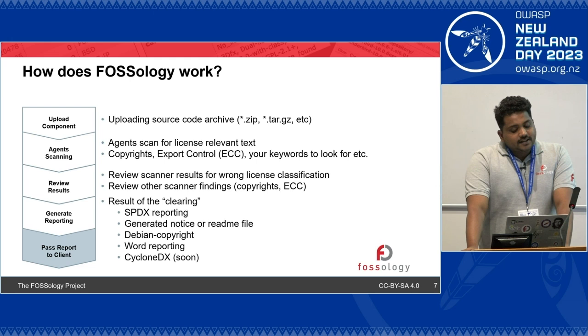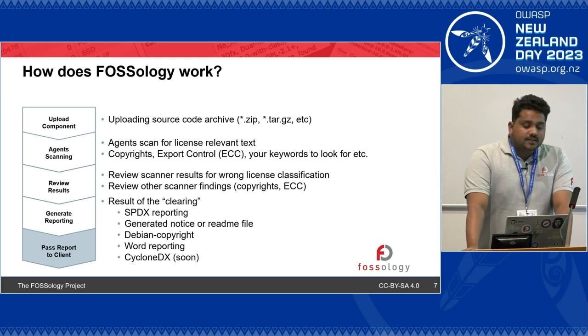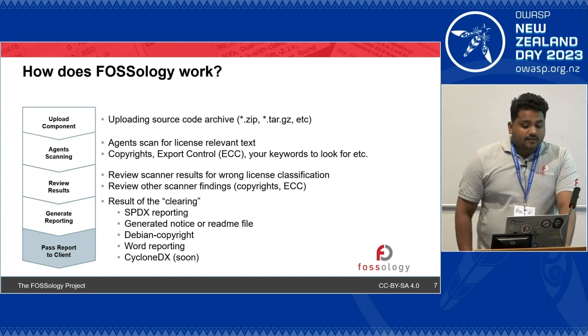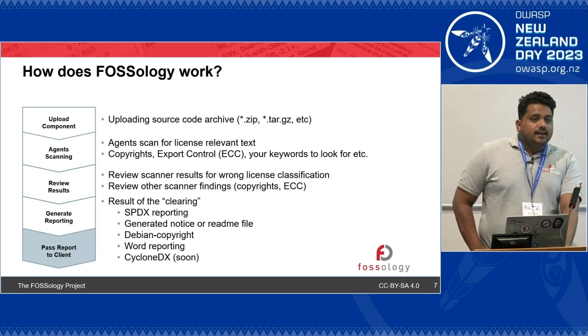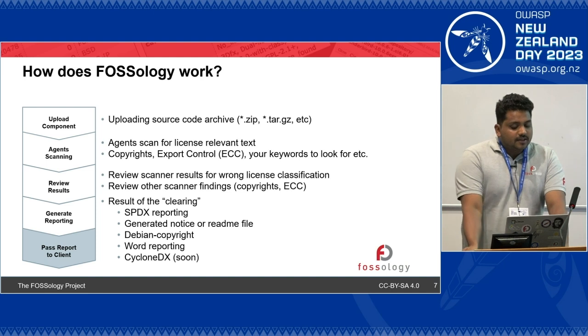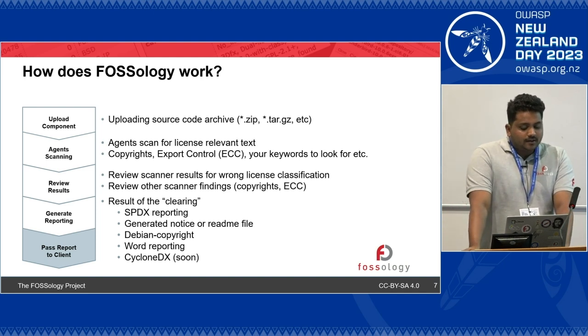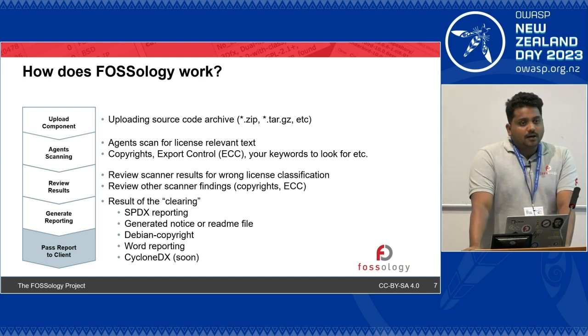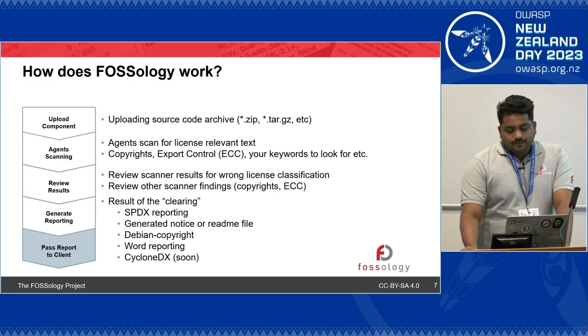For generating the report, we offer many reporting formats. First is SPDX reporting, where we offer RDF and tag value, both reporting formats. FOSSology also offers a README file format, Debian copyright format, and we also have the internal Word reporting format. And we are continuously working to provide the CycloneDX format very soon. Maybe in the next few months, we'll have the CycloneDX format as well.